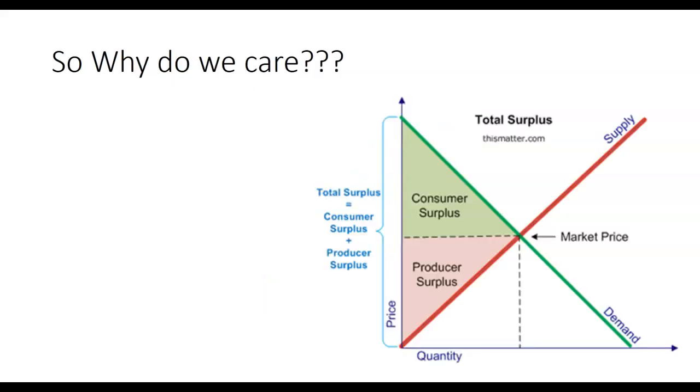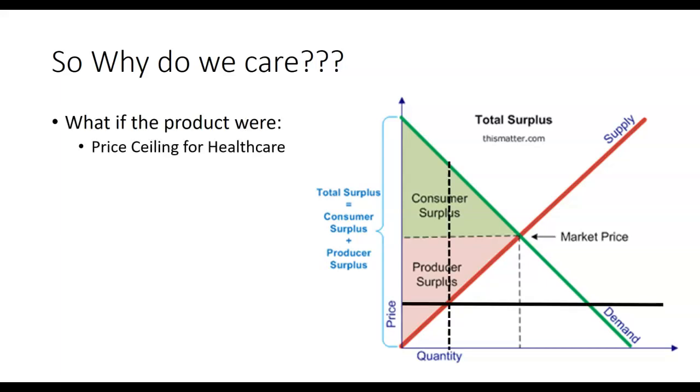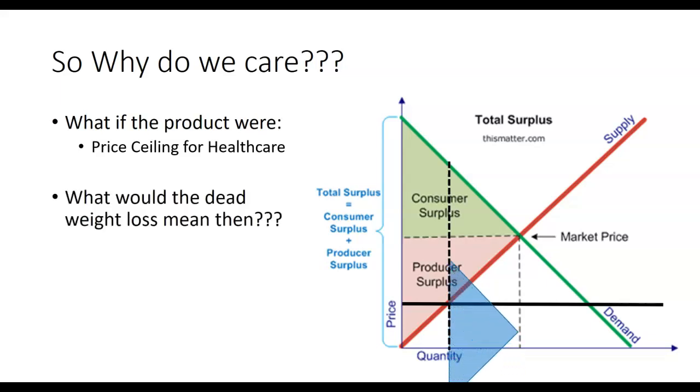So why do we care? Why do we care if a market is efficient? Well, what about products like healthcare? Let's make it available for everybody. Let's make it super cheap. Well, then we have deadweight loss. We have an inefficient market. Unless there are government subsidies to fulfill that need, we have a shortage. So that's a very real and very serious conversation.